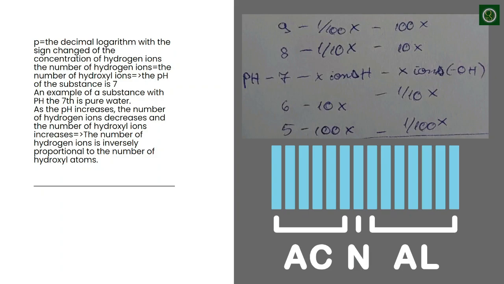As the pH increases, the number of hydrogen ions decreases and the number of hydroxyl ions increases according to the attached image. Therefore, we can conclude that the number of hydrogen ions is inversely proportional to the number of hydroxyl ions.